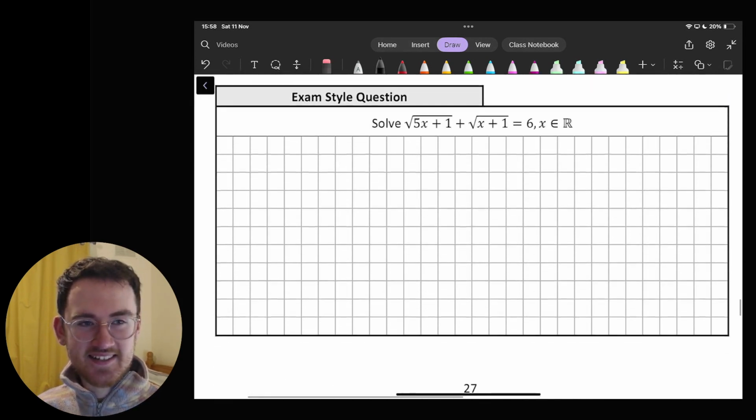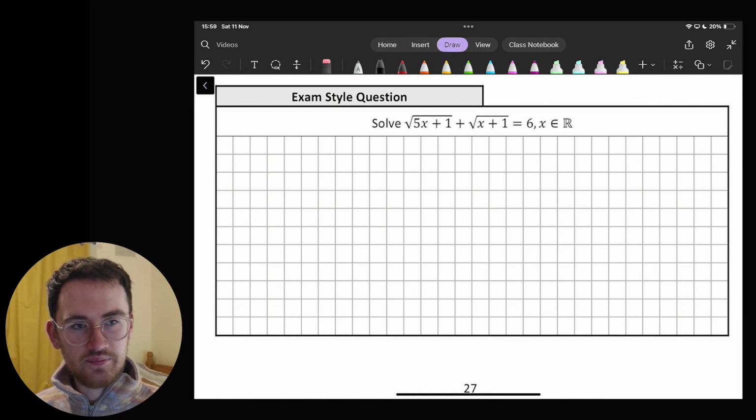I'm going to look at the next question. So root 5x plus 1 plus root x plus 1 is equal to 6. And we just want to test, is that true? Is that actually true?